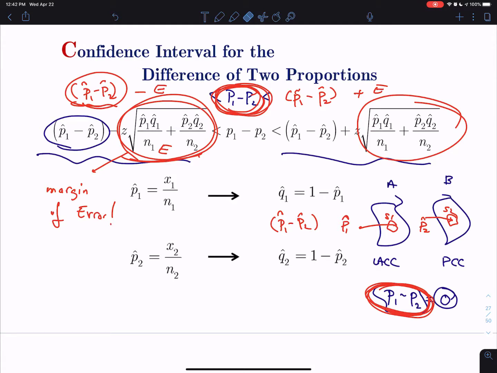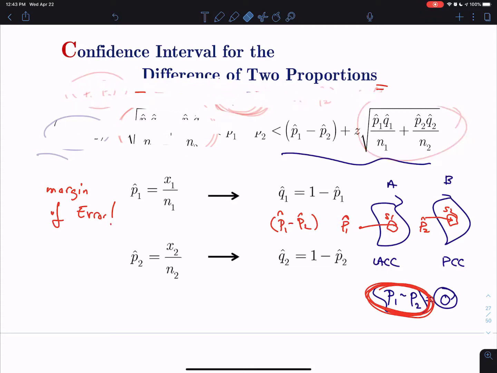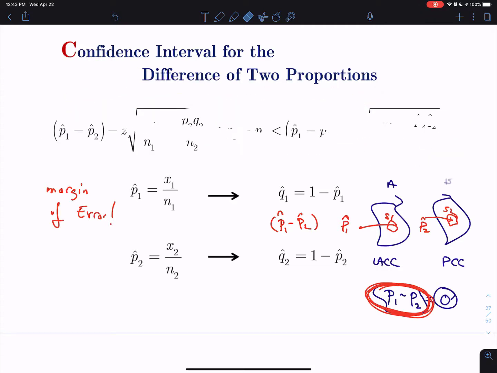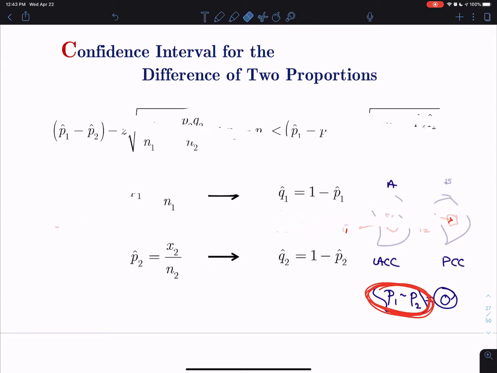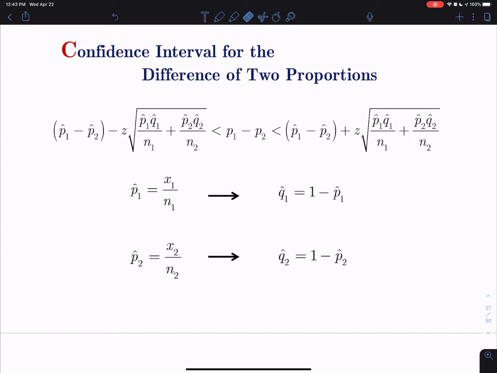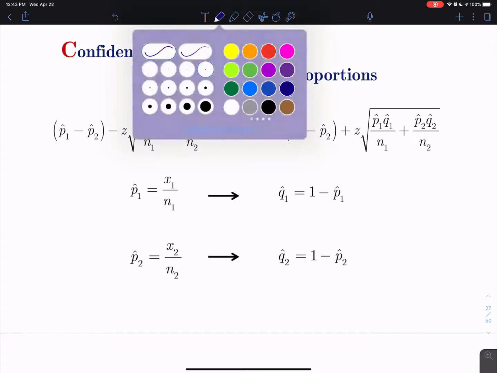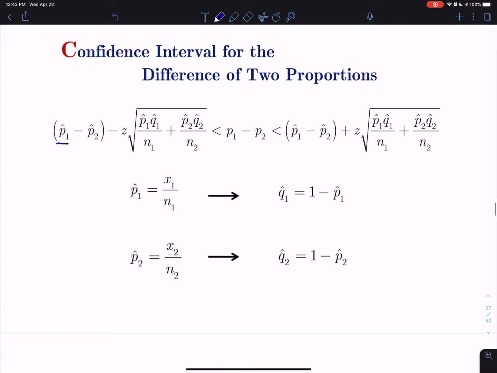Let me erase this so we can continue with the computations now. If we want to find a confidence interval for the difference of proportions, we need P1 hat, we need P2 hat, we need the z-value, we need Q1 hat, we need Q2 hat, we need N1, and we need N2. And once we have those, then we can just plug everything in and grind it out. At that point, it's just number crunching.